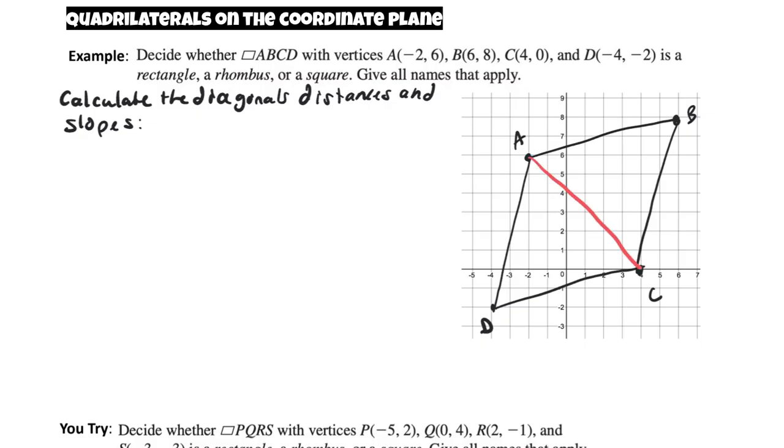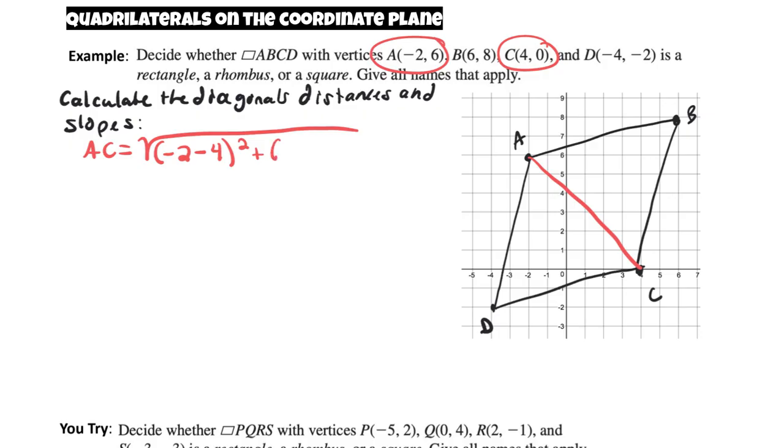Let's do the distances first. So we'll find the length from A to C, and then we'll do the length from B to D. So A to C, so -2 minus 4, right? Because I'm using these two. And then 6 minus 0. So we end up with -6 squared plus 6 squared. So the square root of 36 plus 36. So square root of 72.